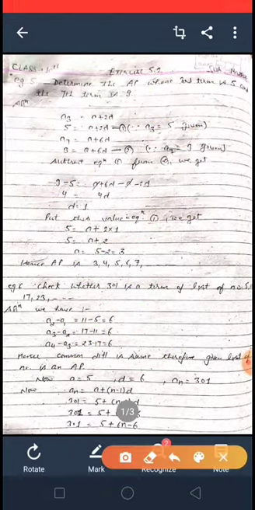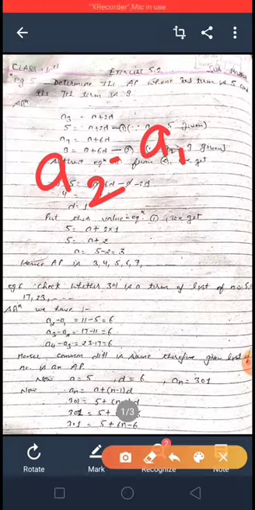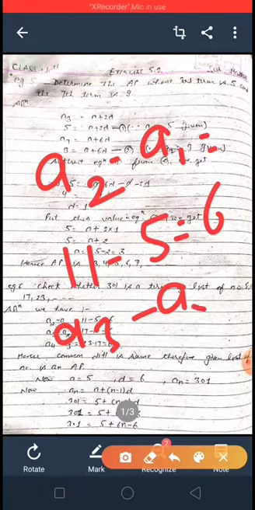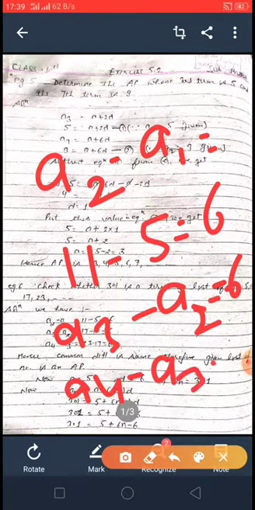that the given list of numbers is in AP or not. For this we have to find out the value of D. Clear? So that is A2 minus A1, that is 11 minus 5, that is 6. Similarly A3 minus A2 is also 6 and A4 minus A3 is also 6. So here the common difference is 6. So the given list of numbers is in AP form.